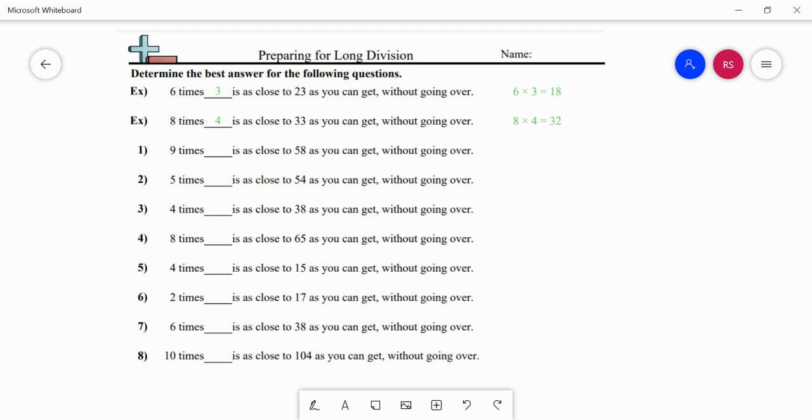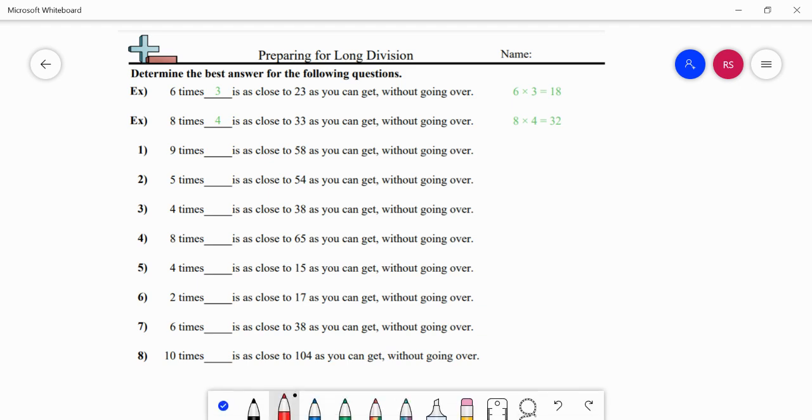What we need to do is we need to get as close as we can to that dividend without going over. And that might sound kind of weird to you right now, but once we start this, I guarantee you'll start to pick it up. So if I'm trying to prepare my mind for long division, I actually am going to use multiplication because we know that multiplication and division are related to each other. So let's take a look at these examples.